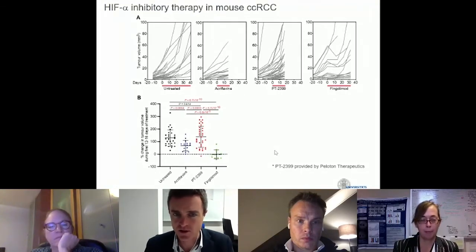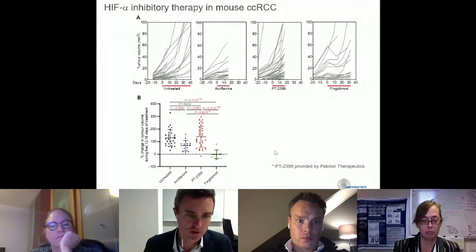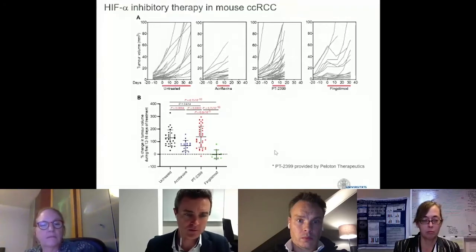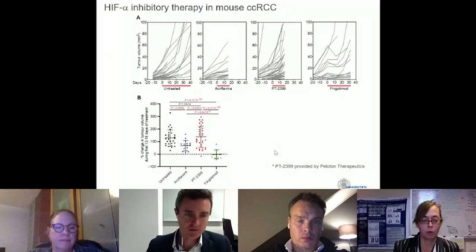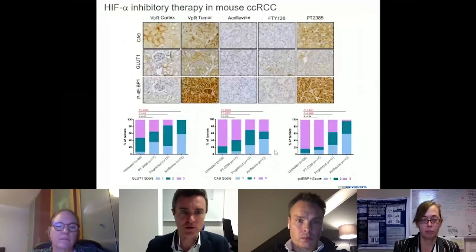And what one already instantly sees is that Fingolimod, at least in the short term, causes tumor regressions and stabilization of growth. And this is all quantified now in terms of tumor growth rate over the first couple of weeks of therapy in the bottom graph, where you can see that acroflavin has a therapeutic effect, albeit a relatively modest one. The Peloton compound, disappointingly, at first, did absolutely nothing in this model, but Fingolimod showed some nice therapeutic responses. So we go forward one more slide.